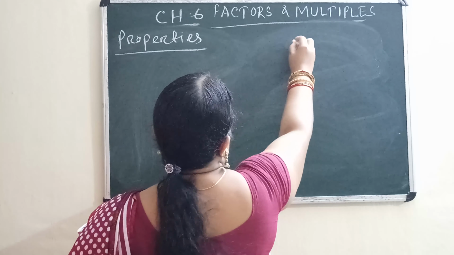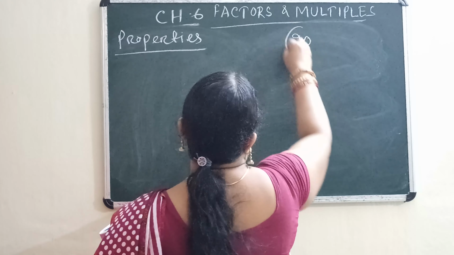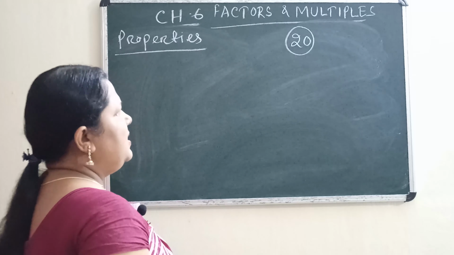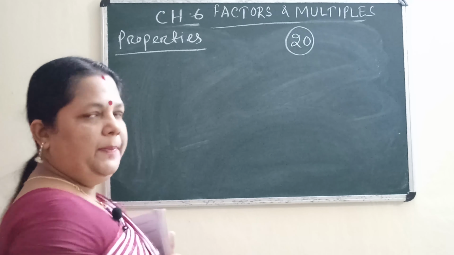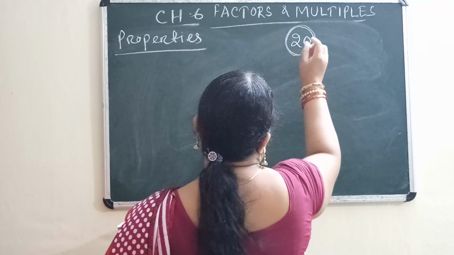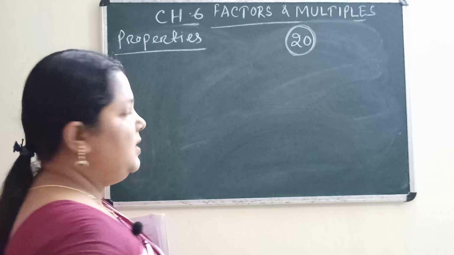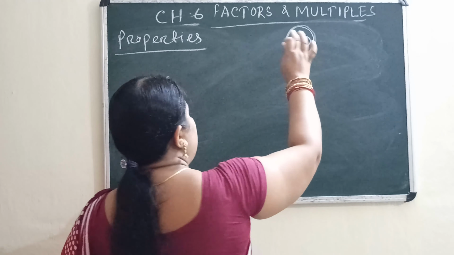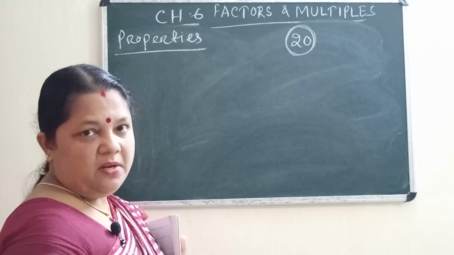So one more thing, suppose one number I am taking, that is 20. If the question is asking to write the factors of 20, the number is given and we have to find out the factors. So how to find out factors? We have to see which numbers 20 can be divided by completely.